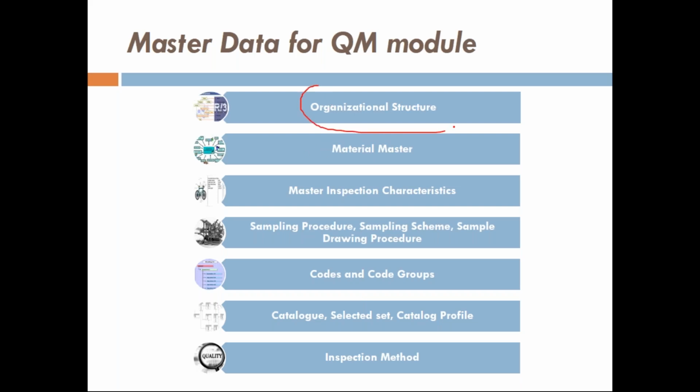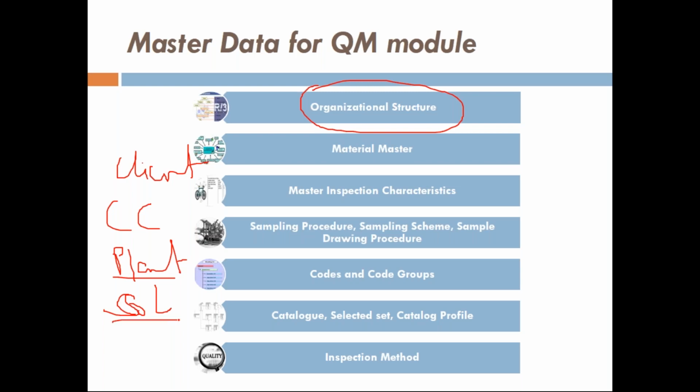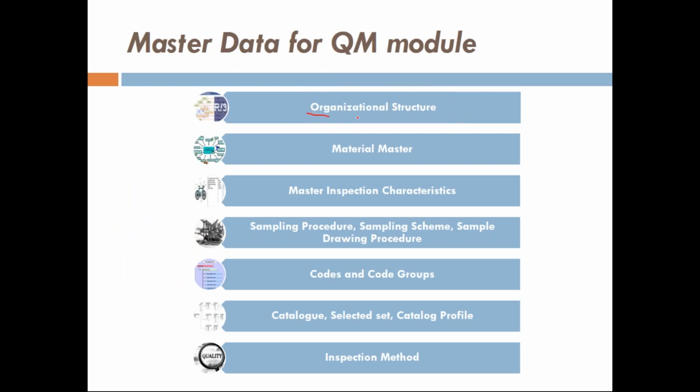Org structure, you all know, right? Or do you want me to explain org structure again? You all know what is client, company code, plant, storage location. Yes, that's clear. Okay, I'll not go into those things again. In QM also, the org structure is very simple. You have plant and you have storage location. All QM activities, all quality management activities, normally happen at plant level. So I'll not cover organization structure.